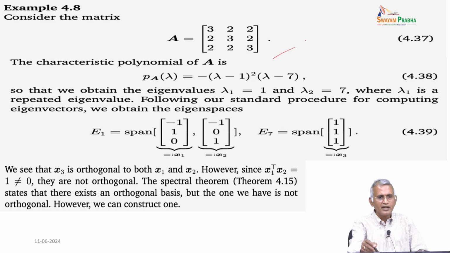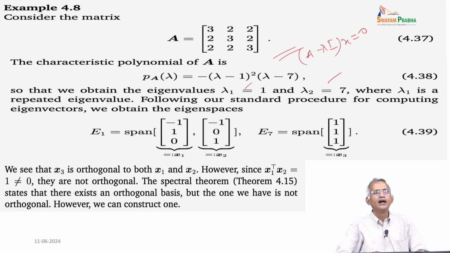Now, consider the matrix A equal to the 3 cross 3 matrix 3 2 2, 2 3 2, 2 2 3. The characteristic polynomial of A is p of lambda equal to minus (lambda minus 1) whole square into (lambda minus 7). So, we obtain two eigenvalues, lambda 1 equal to 1 and lambda 2 equal to 7. The technique of finding the eigenvector is (A minus lambda I) x equal to 0.